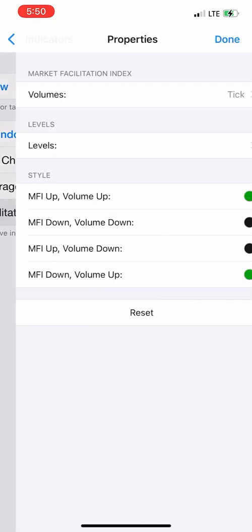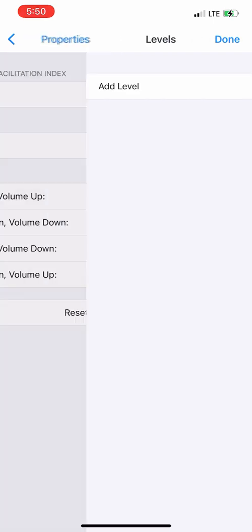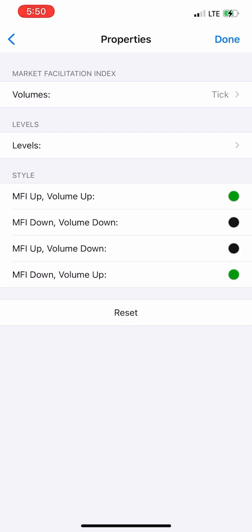Last indicator, Market Facilitation Index. Of course, the volume tick, the MFI up, green, black, and green, just as you see on my screen. Take a screenshot, guys, and start using this strategy. This is the last indicator for this strategy.